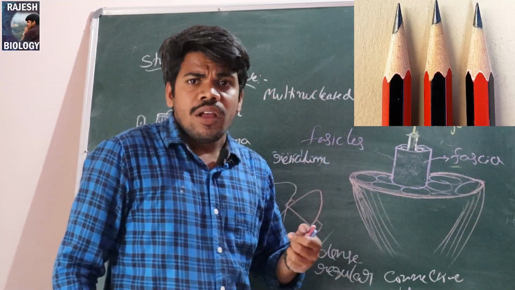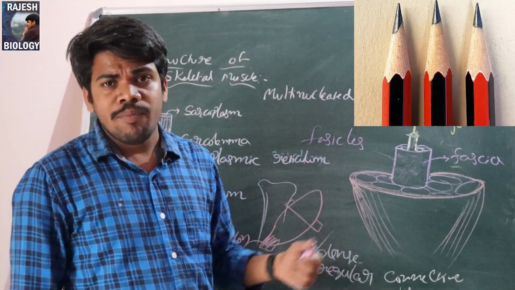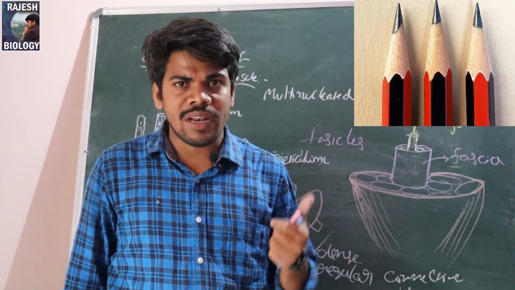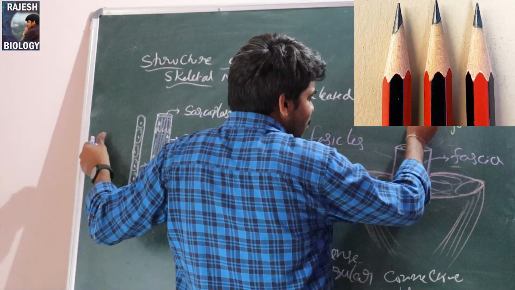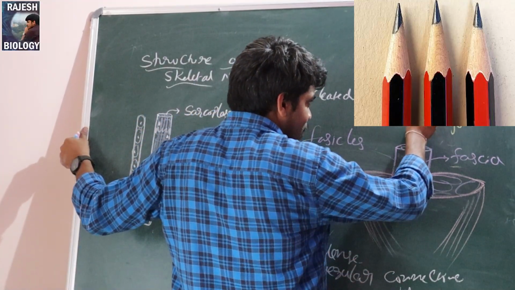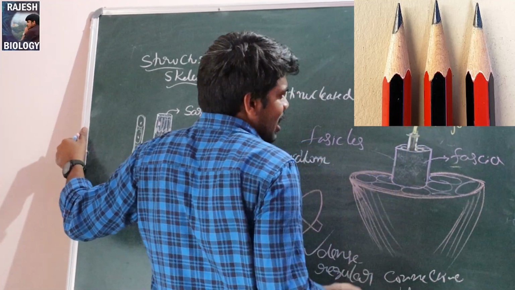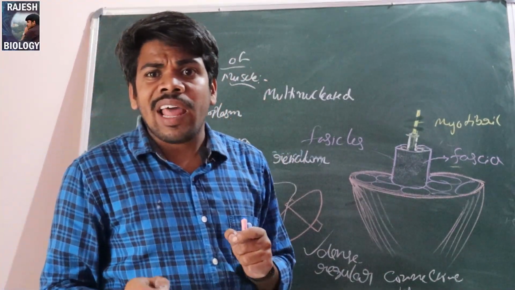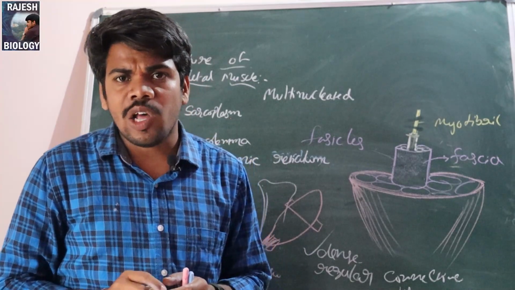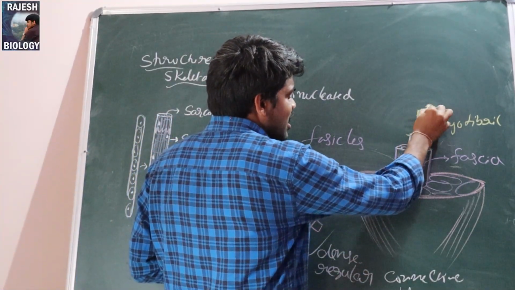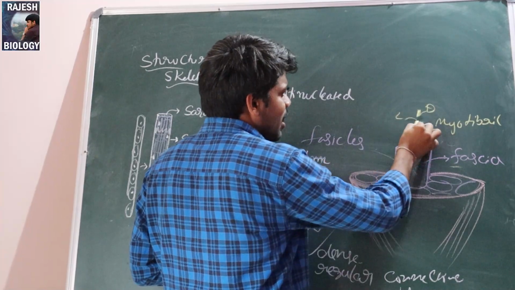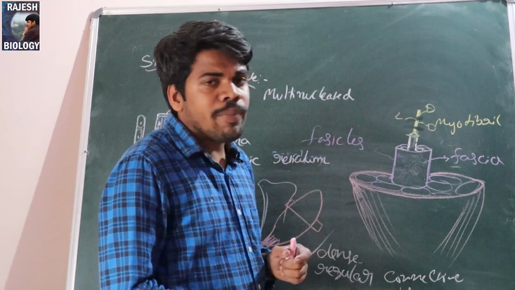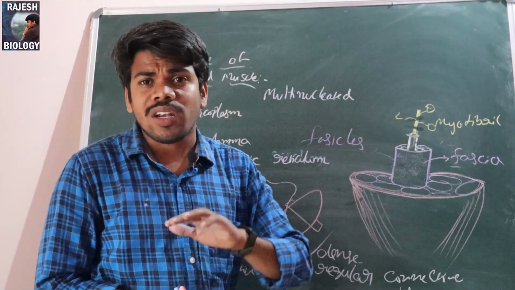In our pencil, unfortunately only one lead is there, but here so many leads are there. Each lead is a myofibril. If we observe this myofibril clearly, there are so many alternate dark and light bands present. This is called the light band and this is called the dark band. D is dark, L is light. Alternate bands are there, and what are these bands?